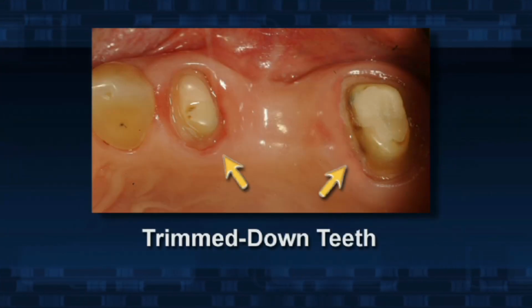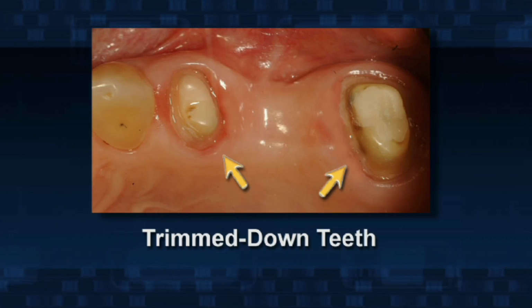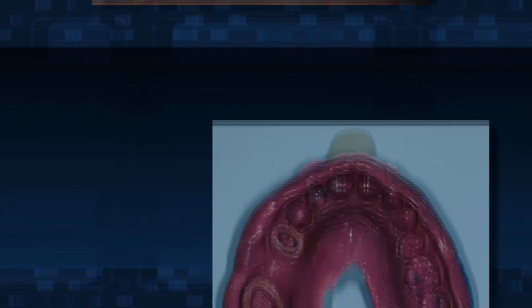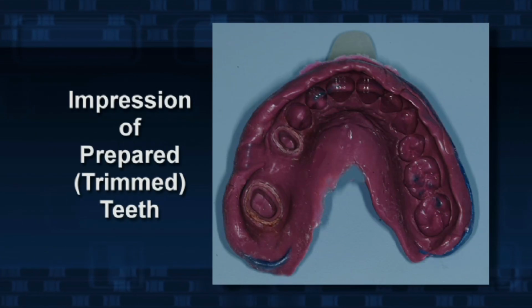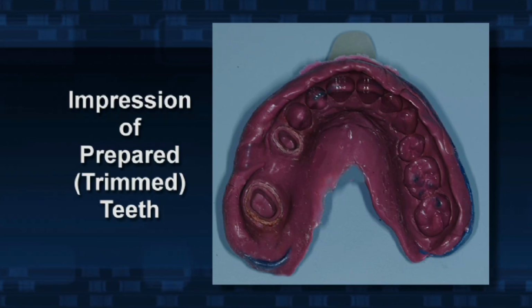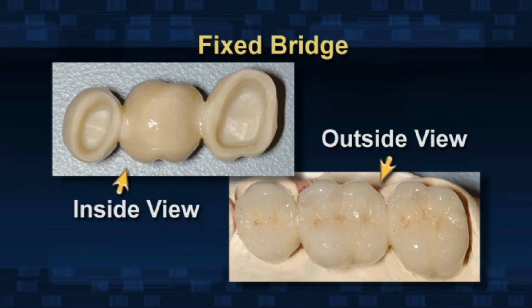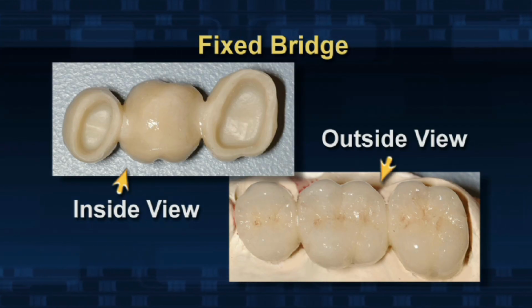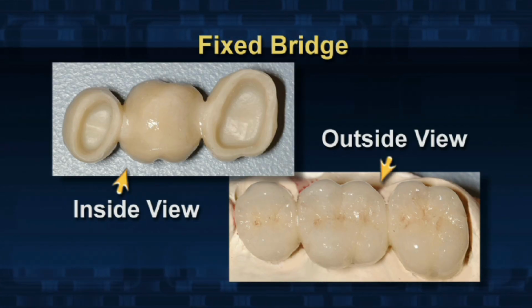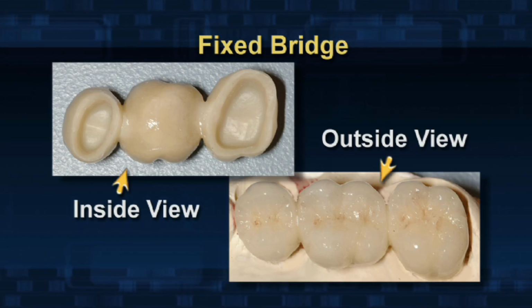The patient's teeth on each side of the space have been prepared by the dentist, and an impression of the prepared teeth was made in a rubber-like material. The impression is then sent to a dental laboratory for fabrication of the bridge. Both the inside and the chewing surface of the finished bridge is shown as it was returned from the laboratory.